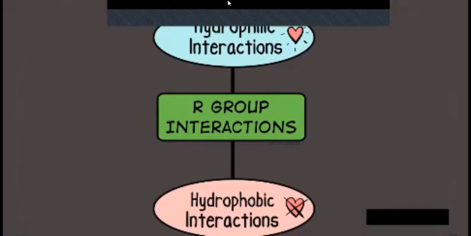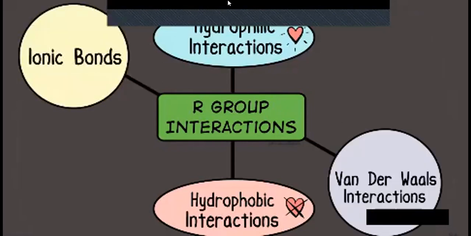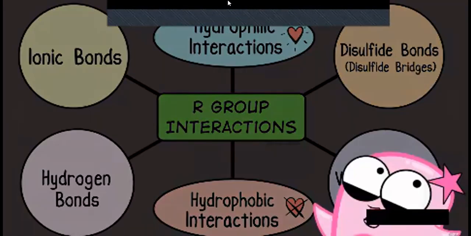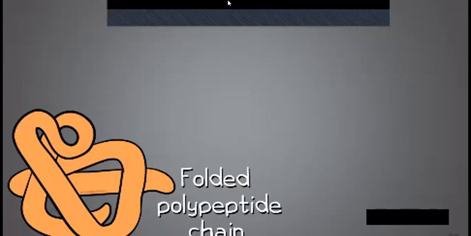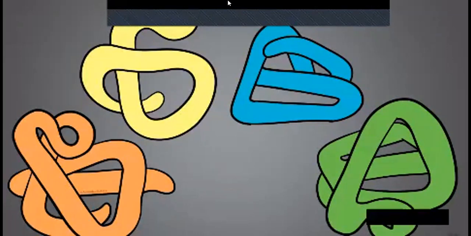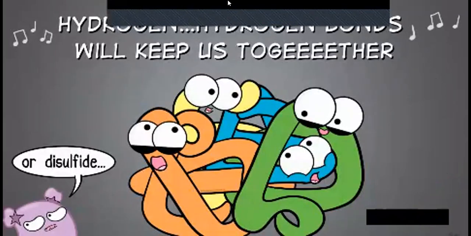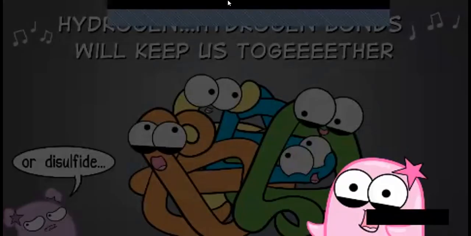The 3D shape is due to other interactions besides hydrophobic interactions. Ionic bonds, van der Waals interactions, disulfide bonds, and hydrogen bonds, all involving the R groups, can influence the folding occurring in tertiary structure. Something to explore. Now, when we've been talking about a protein, we've been talking about a polypeptide chain that has been folded into a functional protein. But proteins can be made of one or more polypeptide chains. And in quaternary structure, you are looking at a protein consisting of more than one polypeptide chain. Each of these polypeptide chains can be a subunit, and interactions between them, such as hydrogen bonds or disulfide bonds, can keep them together.